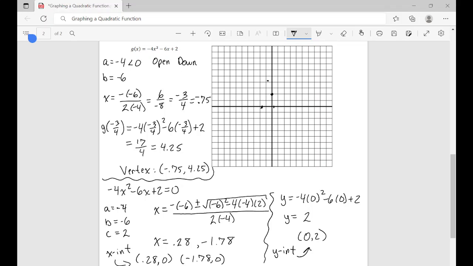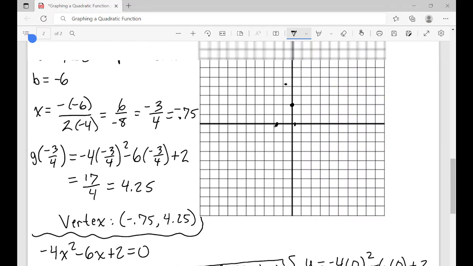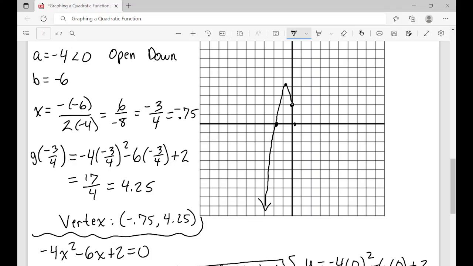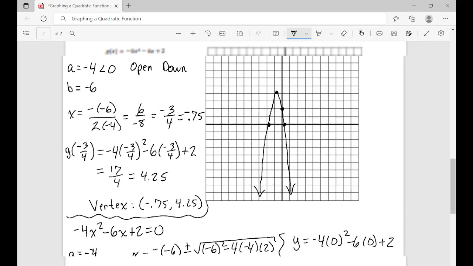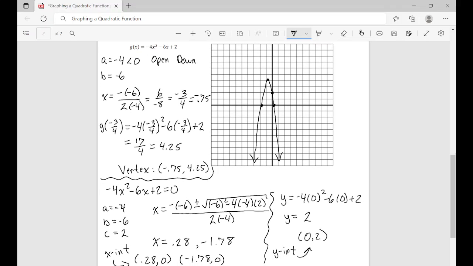And again, it opens down, so let's kind of zoom in and see the work we have. So it's more or less okay. And since we know it opens down, and this vertex is the highest point, we're just going to kind of draw our graph as best we can. And so we have our points, we have our vertex, and we have it opening downwards. So this is the graph of this equation, when we go through all the steps.